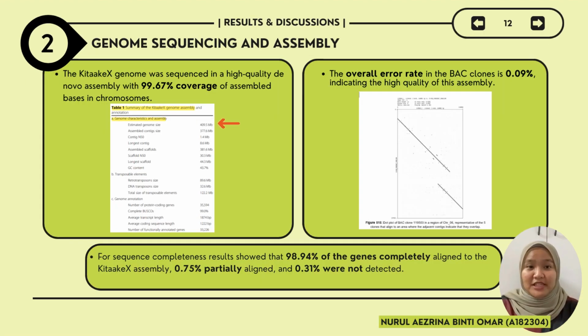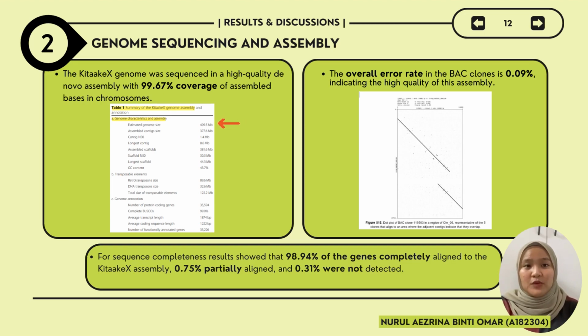The result for the genome sequencing and assembly shows that the KITAAKEX genome was sequenced using a combination of SR and LR sequencing, resulting in a high quality de novo assembly that contained 377.6 MB, consisting of 33 scaffolds, with a total of 99.67% coverage of assembled bases in the chromosomes, which can be seen in the figure here.